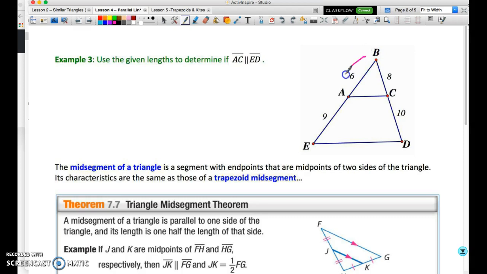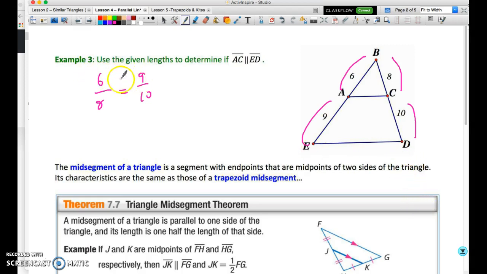And so if the ratio of 6 to 8 is the same as the ratio of 9 to 10, then that would prove that AC was parallel to ED. And then the flip side is, of course, if those are not the same, then it proves that the sides are not parallel, and in turn, of course, that the triangles are not similar. And so don't assume that triangle ABC is going to be similar to EBD, because we don't know if AC and ED are parallel. And so we have to make sure that that is true first.